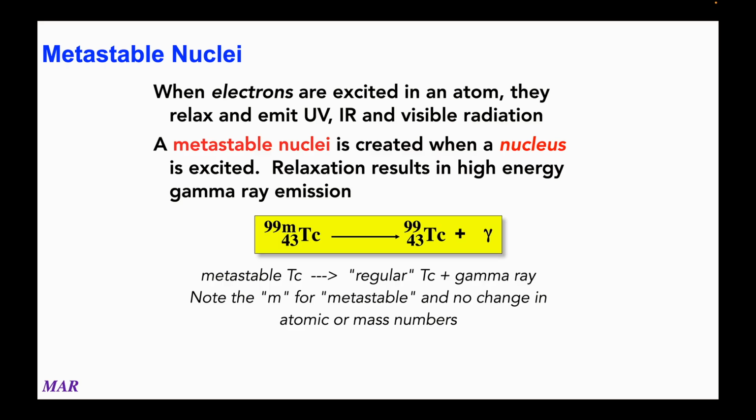It's an excited nucleus. You can think, if you will, that instead of having a nice distribution of protons and neutrons kind of mixed together, maybe you have a lot of protons on one side and a lot of neutrons on the other. So it's a very unstable kind of configuration. And it will decompose back to the regular version. In the process, a gamma ray is emitted. So again, there's no change to atomic numbers, no change to the mass numbers. You just have a gamma ray emitted.